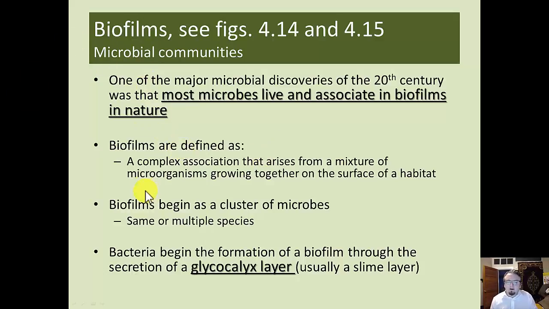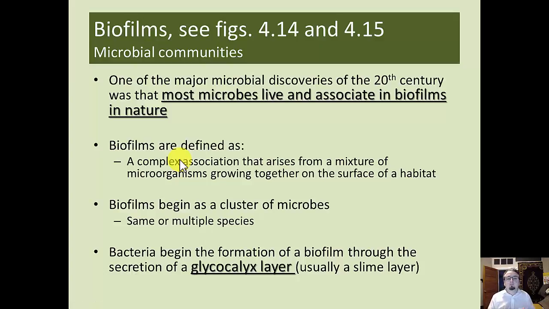So really a biofilm is defined as a complex association that arises from a mixture of microorganisms growing together on a surface of a habitat. So the key words of that are complex association, mixture of microorganisms, and on a surface is another key part. So what you have is this kind of secreted layer that comes out of a mix of microbes. That's the complex association. It's a secretion. I know it doesn't make any sense.